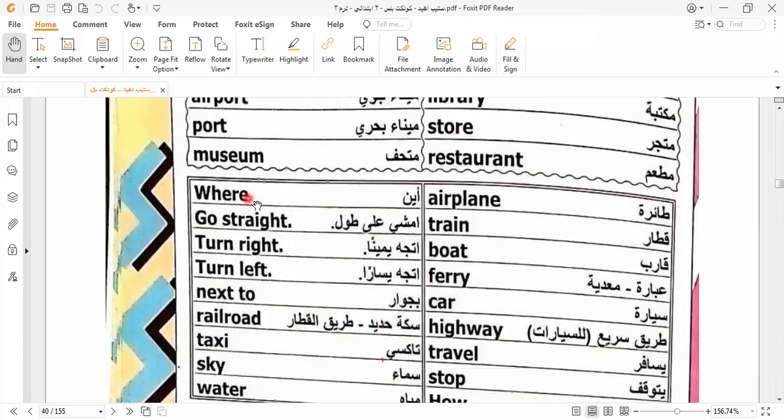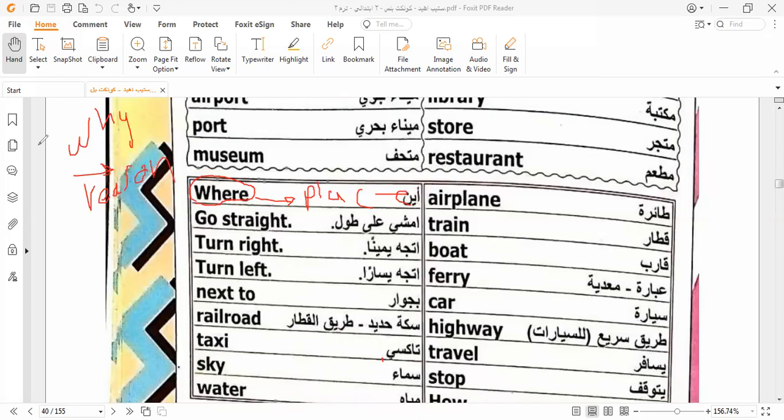We have "where" here. We know all the WH questions ask about something. "Where" asks about place. "Why" asks about reason; we took it in the last unit. So when we ask about reason we use why, and when we ask about place we use where. We use why to ask about reason, and we use where to ask about place.